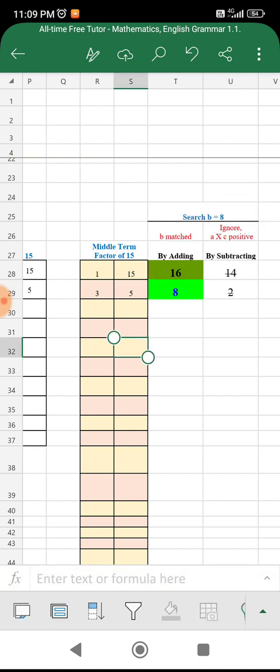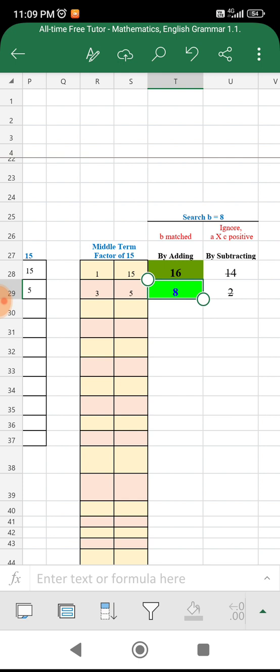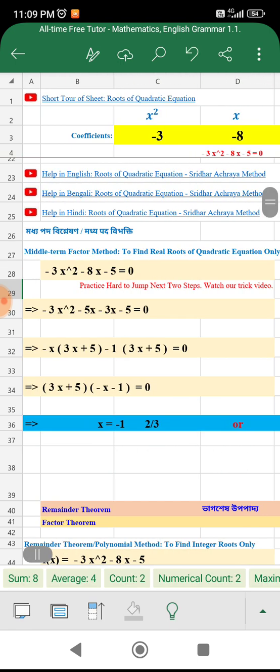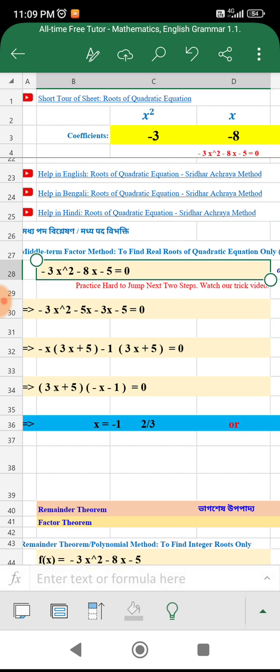So we'll come to the next. This is 5 and this is 3. Addition of these two is 8. So it is matched. So we have to consider 3 and 5. We have to divide this minus 8 in two forms, one is 5, another one is 3. And by adding means both will be of the same sign: minus 5 and minus 3, both will be of the same sign.